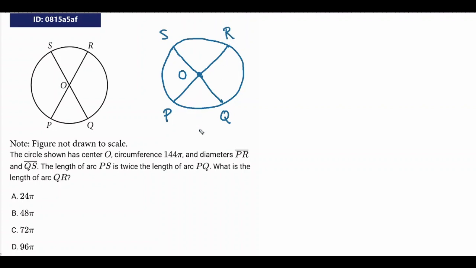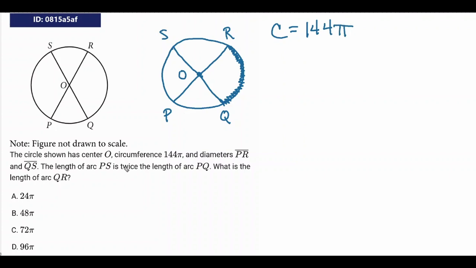Then what are you looking for? You're looking for arc QR. Arc, again, is just part of the circumference, part of the perimeter. So visualize to yourself what you're looking for. That's what you want. The circumference is what? It's 144 pi. That's the first piece of information that ETS gives you.